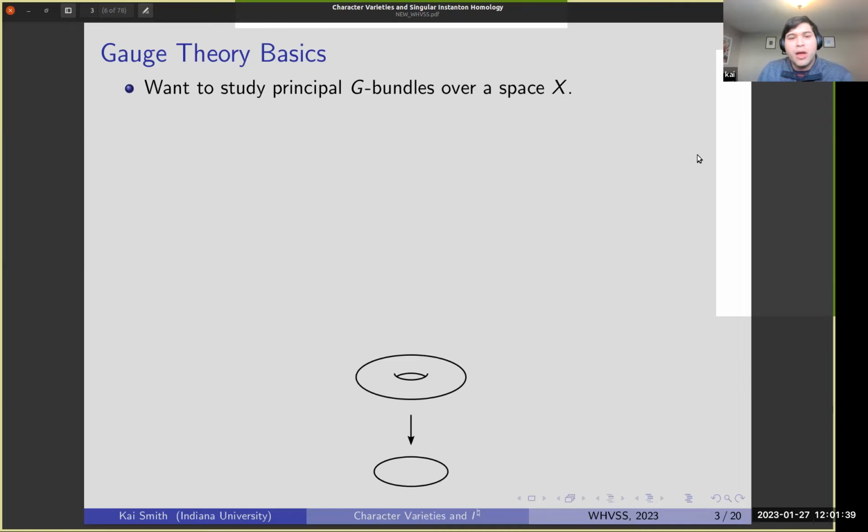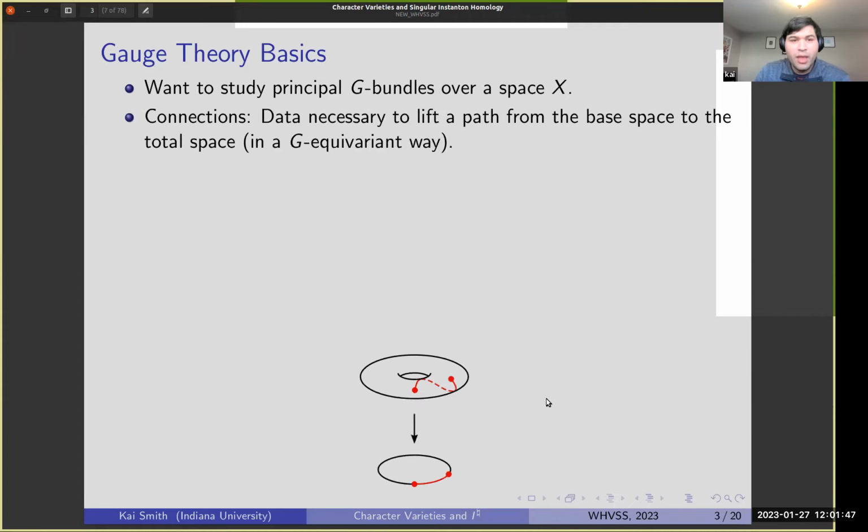So in gauge theory, you want to study principal G bundles over a space X. In the schematic, I just have a circle bundle over a circle. And to study the bundles, we'll look at connections. A connection is just the data necessary to lift a path from the base space to the total space in a G equivariant way. So once you know where the start point lifts, the connection tells you where the rest of your path lifts. It tells you how you move along the fiber direction.